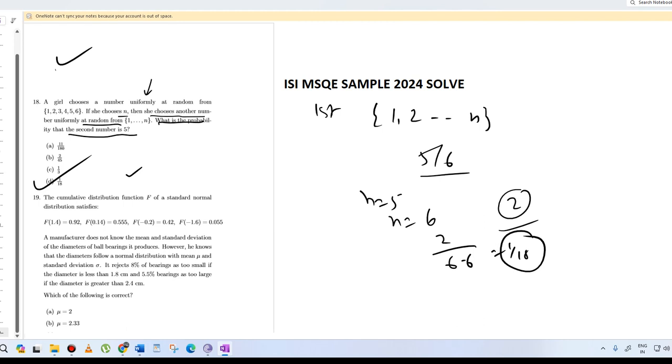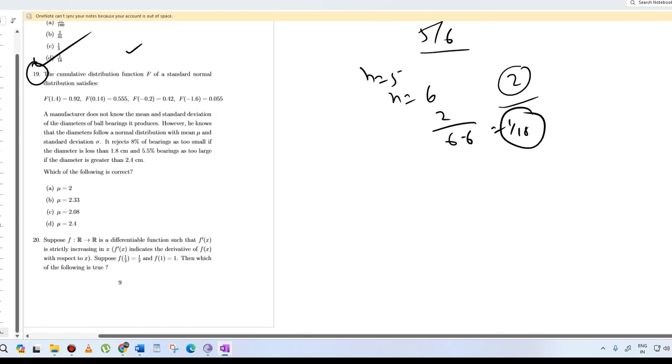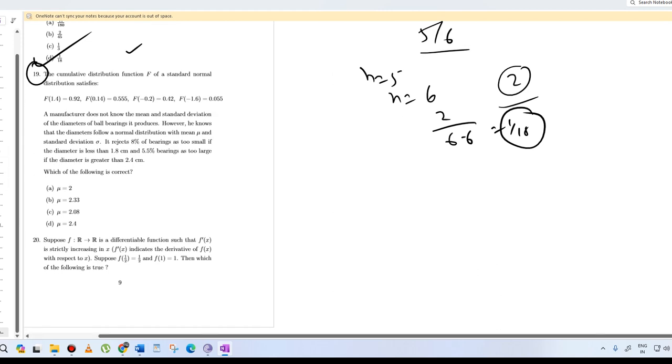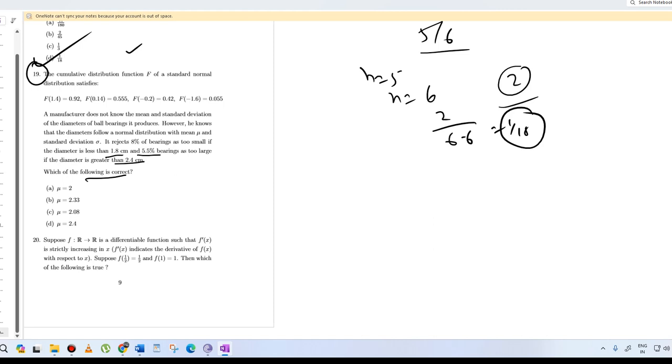अब स्टूडेंट्स आज 90 नंबर कर रहे हैं ISI MSQE के बाद. क्यूमुलेटिव डिस्ट्रीब्यूशन फंक्शन दिया हुआ है आपके सामने, एक स्टैंडर्ड नॉर्मल डिस्ट्रीब्यूशन satisfies this conditions, ये सारे दिए हुए हैं. The manufacturer doesn't know the mean and the standard deviation of the diameters of this thing. It rejects 8% bearing as too small, less than 1.8. 5% bearings are too large, greater than 2.4. Which one of them is correct?